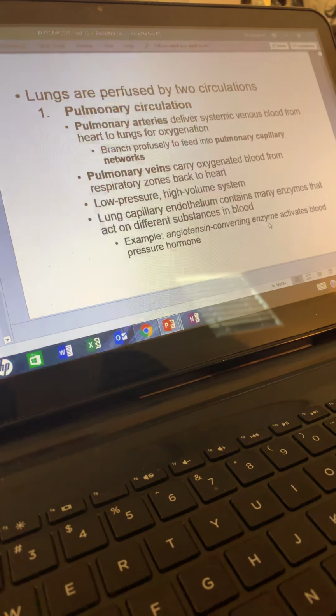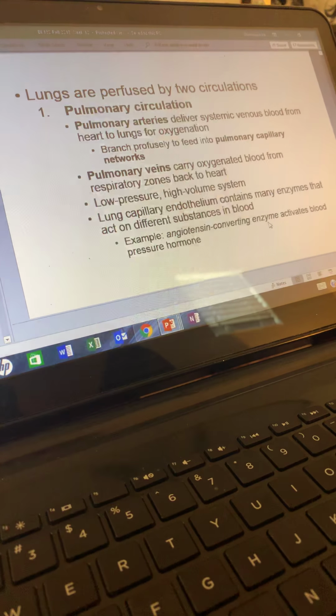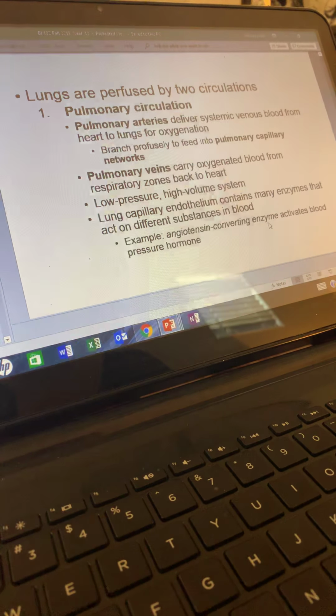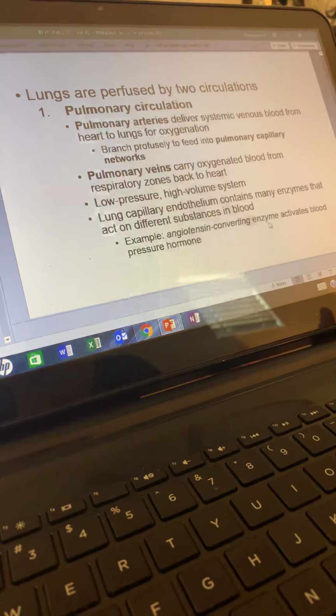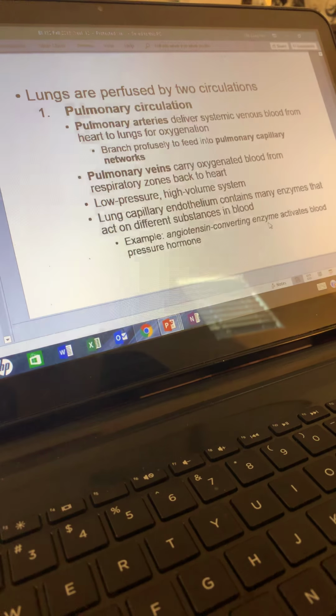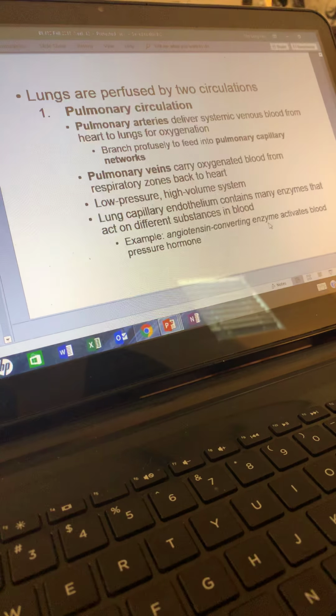Lung capillary endothelium contains many enzymes that act on different substances in the blood. So this is very important. How much we regulate the flow into the lungs is very important. A lot of hormones and chemical messengers and pathways are utilized to make sure that certain vessels are tightening or loosening to ensure proper flow. For example, angiotensin converting enzyme, or ACE, activates blood pressures.